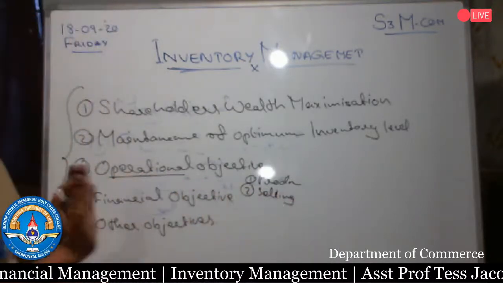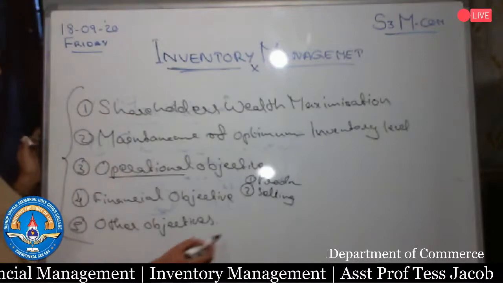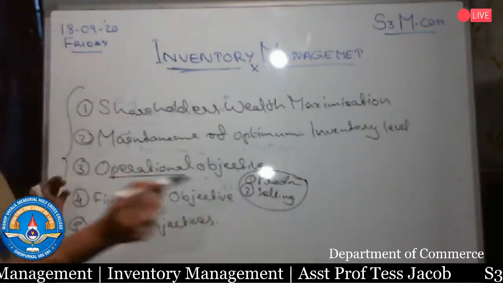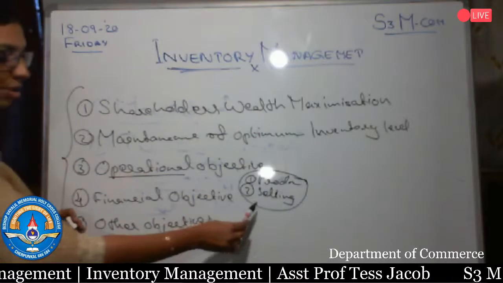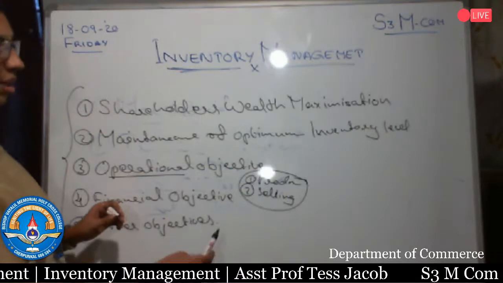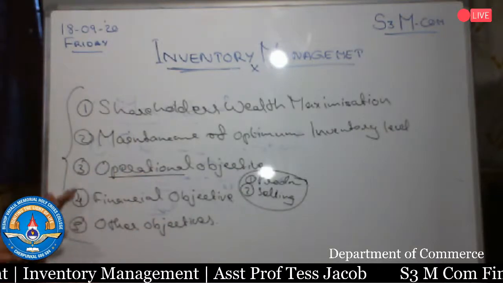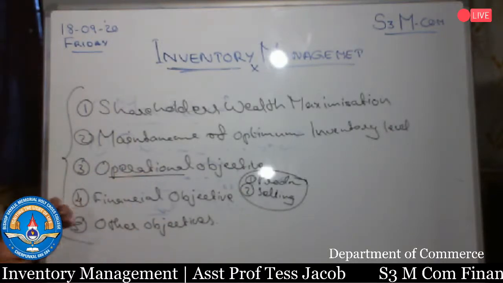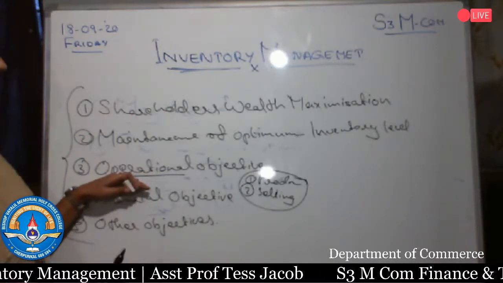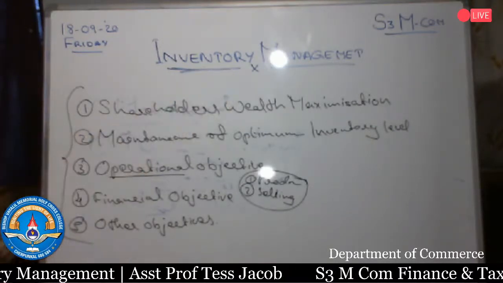So if there is no proper inventory management, the production and selling process will get into trouble. If the production process or selling process is getting into a trouble situation, the entire company will get into a lockdown situation. So that is the operational objective of inventory management.